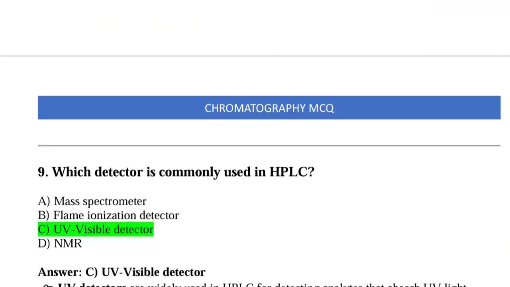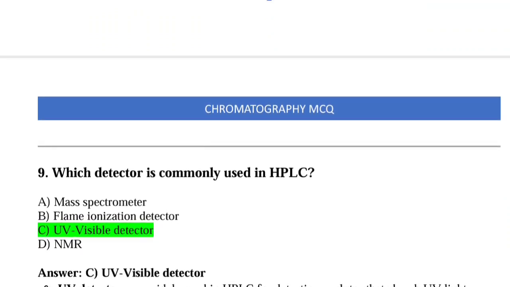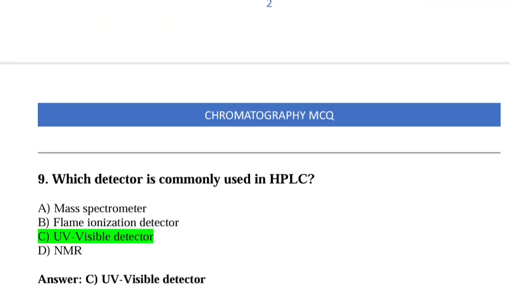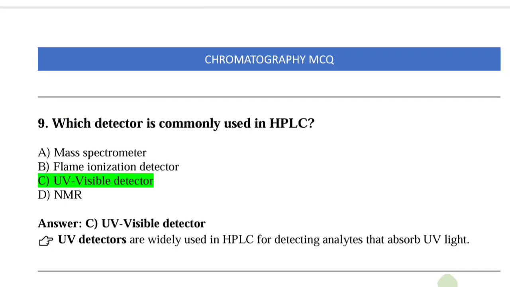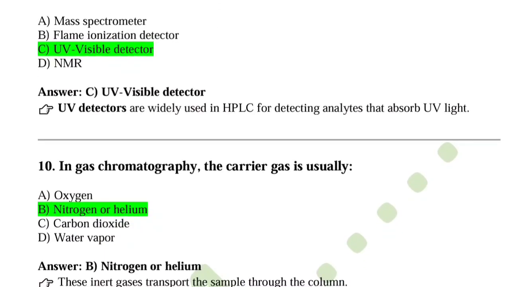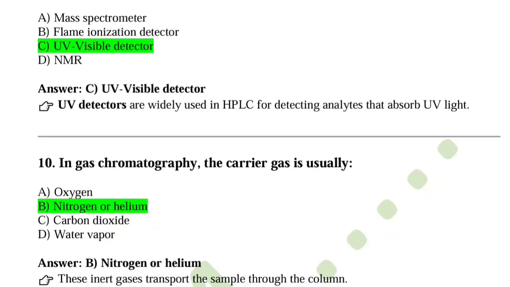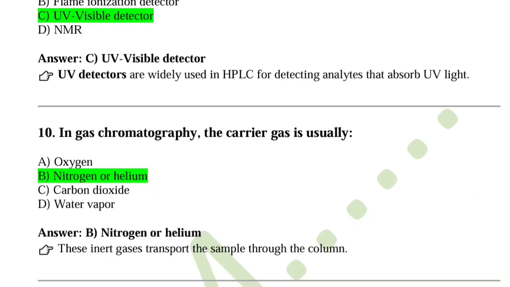Question number 9: which detector is commonly used in HPLC? The UV visible detector is used in HPLC. Question number 10: in gas chromatography the carrier gas is usually nitrogen or helium. These inert gases transport the sample through the column.